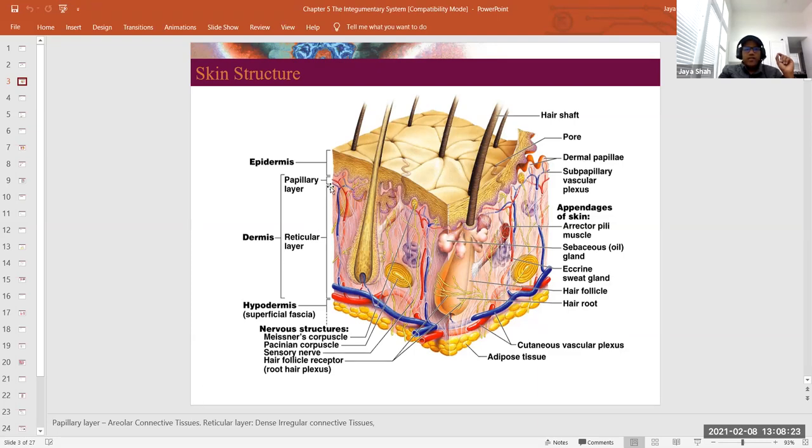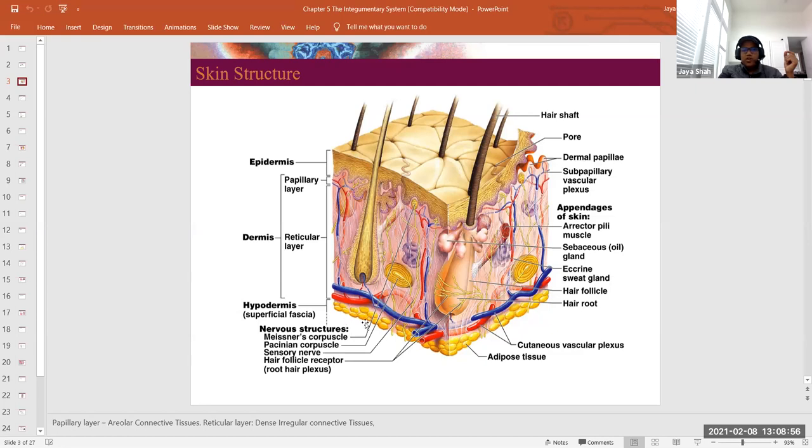And then the thicker layer, you see the reticular layer, which is part of the dermis. It starts from the papillary layer and goes up to the hypodermis. And this is a thick layer made up of another type of connective tissue, that is dense irregular connective tissue. Okay, and then the innermost layer, where your skin lies, is the hypodermis. Hypodermis is also called superficial fascia.